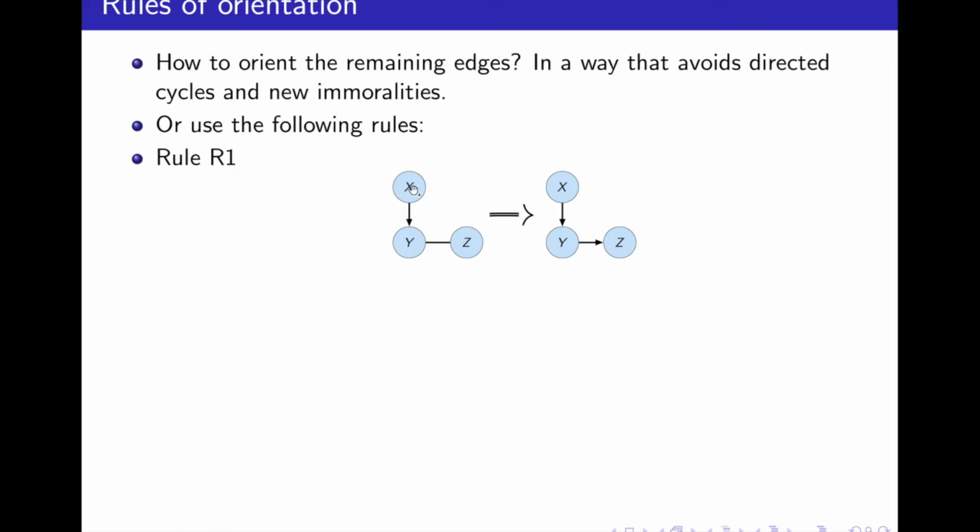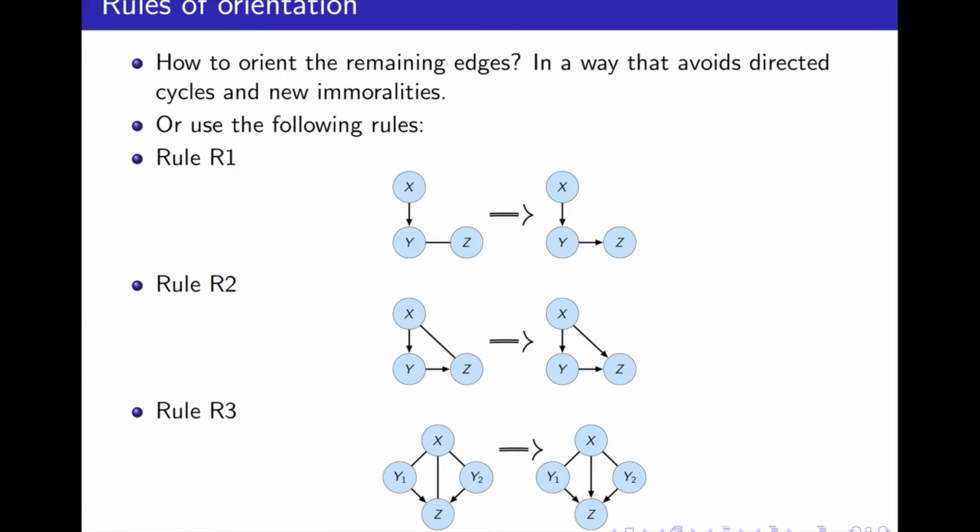Rule 1 is whenever we see something like this, I should then direct Y and Z in this way. Obviously, because otherwise, if I do it in the opposite way, then I'm creating an immorality. Now, another rule is this. If I have X, Y, Z, then I should direct X to Z, because if I do it in the opposite way, I'm making a cycle. And the final rule is that if I have such four nodes, Y1 and Y2 pointing to Z, then I should point X to Z.